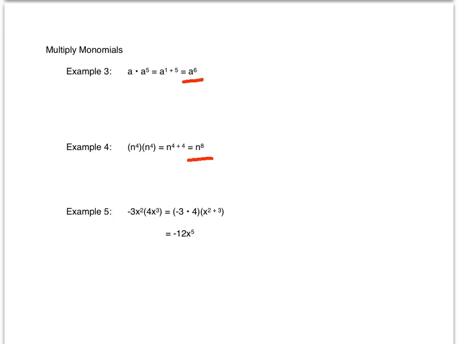In example 5, we have to do a little bit more work to solve this one. We have negative 3x to the second power times 4x to the third power. The first thing we're going to do is pull out our coefficients of negative 3 and 4. Remember that the coefficient is the number that comes before the variable. We'll pull those out, and then we'll take x to the 2 plus 3 power. We'll multiply negative 3 times 4 and get negative 12, and then x to the fifth power. So the answer would be negative 12 times x to the fifth power.